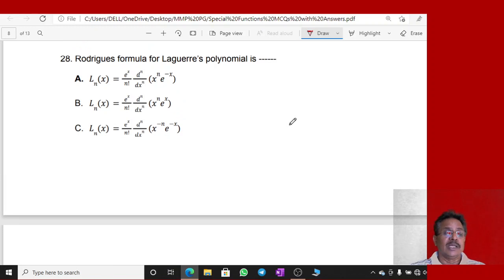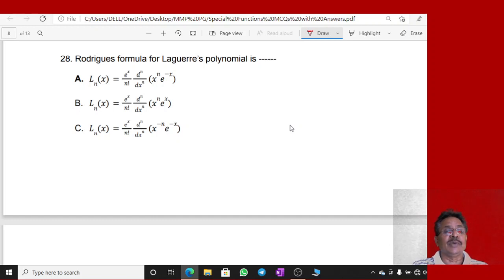Now there is another method with which one can calculate this Laguerre polynomial, and this method is called the Rodrigues formula. So the Rodrigues formula for the Laguerre polynomial, as it has been given, is Ln of x equal to e raised to x upon n factorial into d raised to n upon dx raised to n multiplied by x raised to n into e raised to minus x square. Then this is option A.